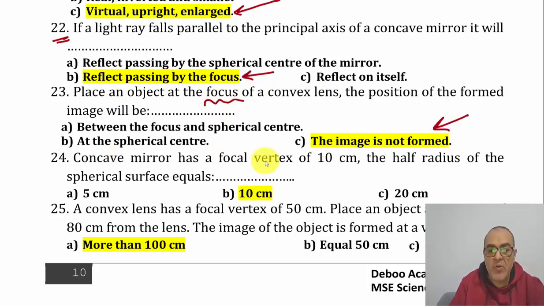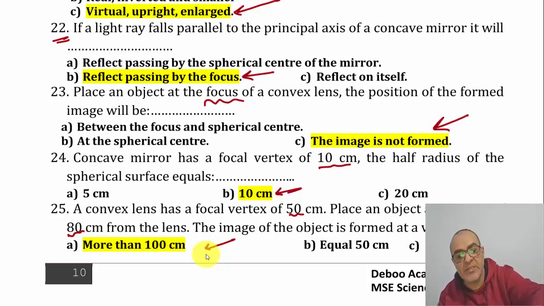Concave mirror has focal length 10. So the half radius is also 10. The convex lens has focal length 50 centimeters. Place an object at a distance of 80 centimeters from the lens. The image is formed at a distance of, yes, more than 80, and it's more than 100.